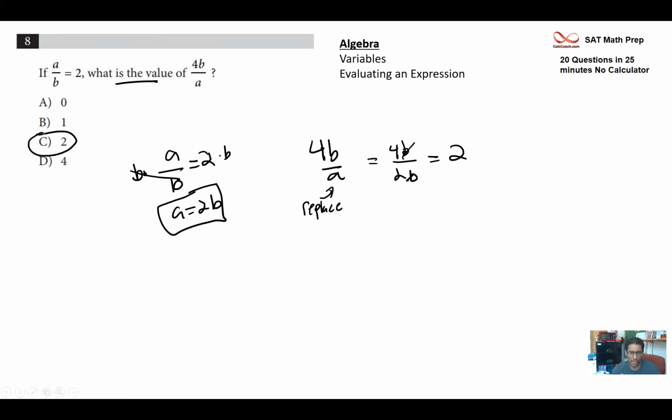Okay, there's another way that we could have done that. If A over B equals 2, that means that B over A is a half. The reciprocal, right? And so 4 times B over A is 4 times a half. Okay, great.